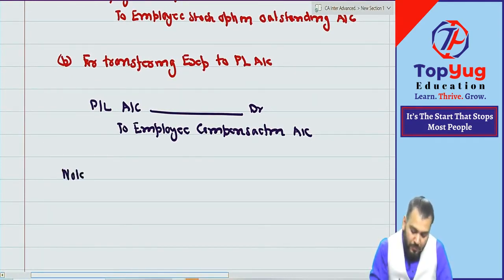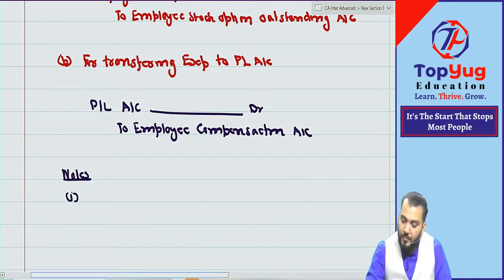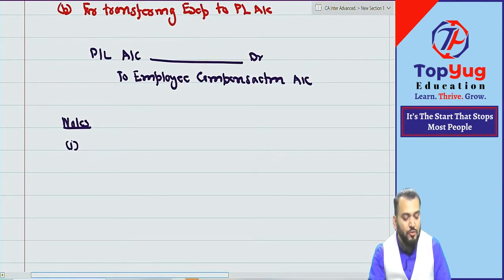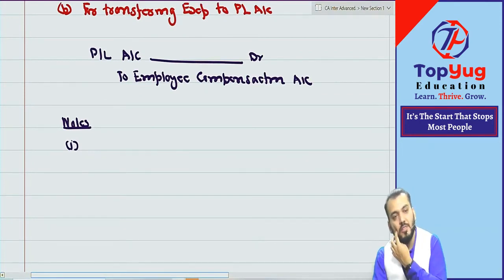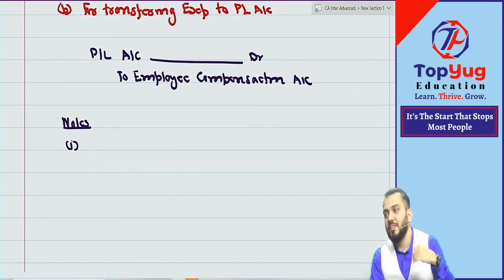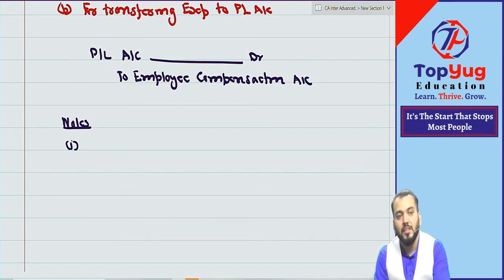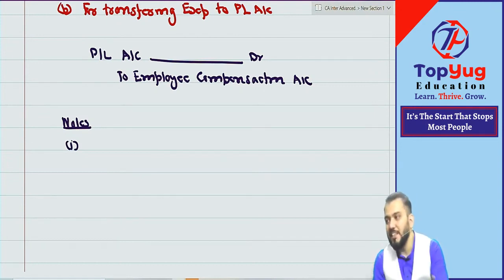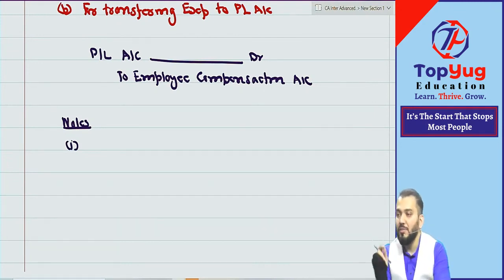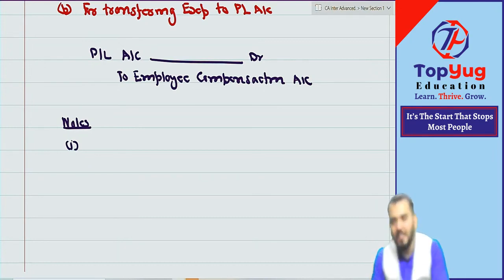Write down some notes. Note number one. So I hope you have understood the stock option outstanding account. Now one question arises: is this stock option outstanding a liability or is it equity? When I say equity, equity includes capital as well as reserve and surplus. So equity means capital plus reserve and surplus.